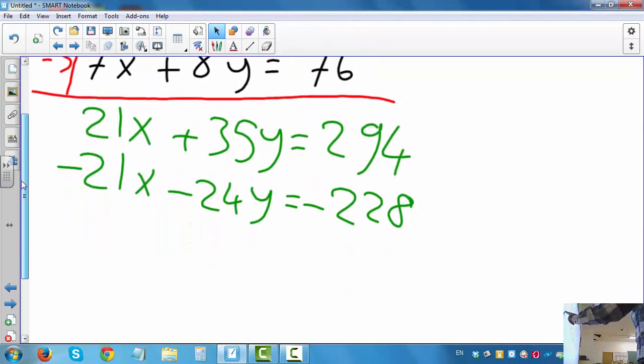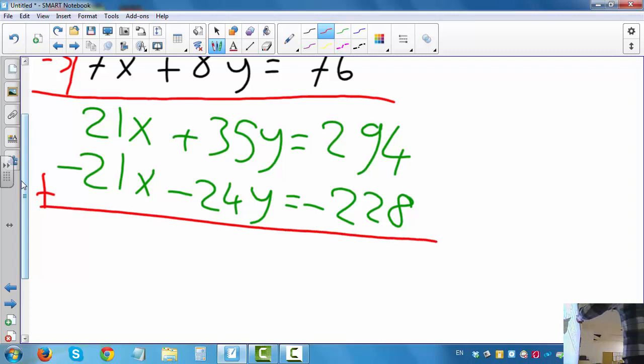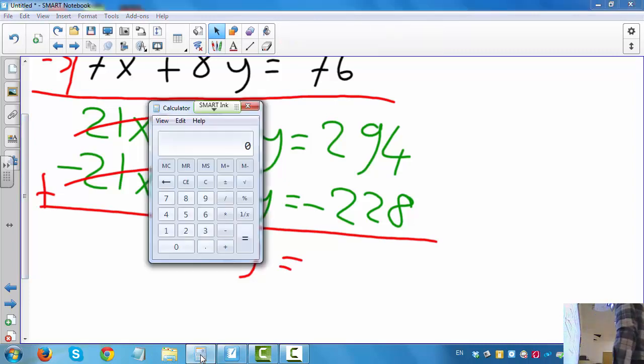So I am almost done with part 1 of the question. I'm going to add this. 21x minus 21x, this is like 5 minus 5, 11 minus 11, so they cancel out. So all I have left is 35y minus 24y. Forget about the y. Just do 35 minus 24, which is 11. And now let's place the y. And I need to calculate that as well. 294 minus 228 will give me 66.